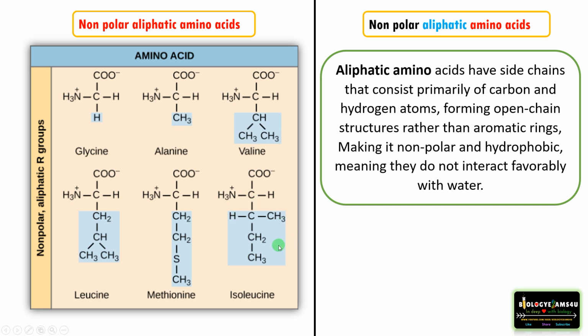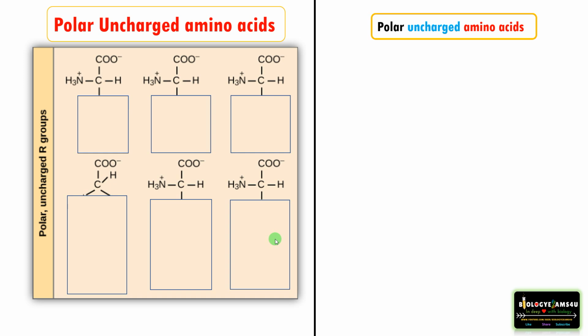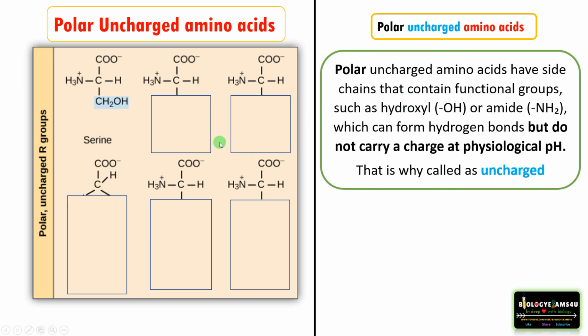So aliphatic amino acids have side chains that are primarily made up of hydrocarbons, or carbon and hydrogen, making them hydrophobic. The second class is polar uncharged amino acids. Polar uncharged amino acids, as you see in serine, there is an OH group, contain functional groups such as hydroxyl group or amide group, which can form hydrogen bonds but do not carry a charge at physiological pH. That is why it is called uncharged, even though it is polar. The first one is serine, which has an OH group or a hydroxyl group in its side chain, making it polar and able to form hydrogen bonds.